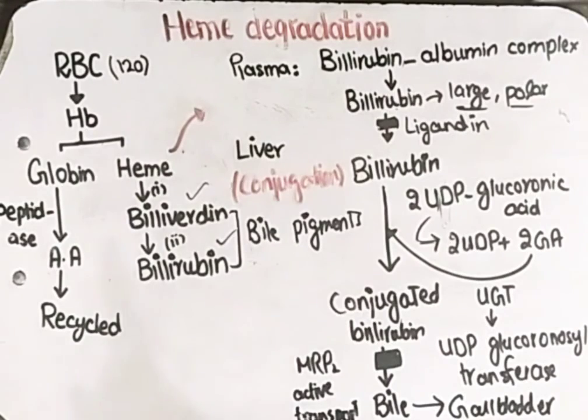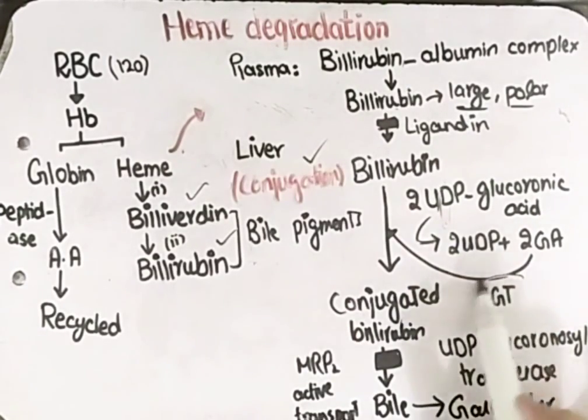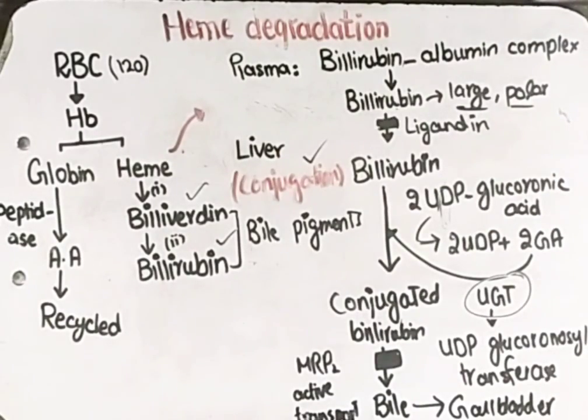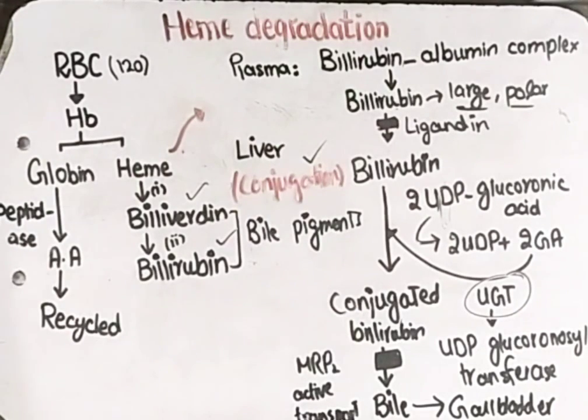And also remember the most important points from here. You must know the difference between conjugated and unconjugated bilirubin. You must know this UGT enzyme, which is responsible for the addition of glucuronic acid into bilirubin, and you must know where facilitated diffusion is occurring and where active transport is occurring, all those steps.